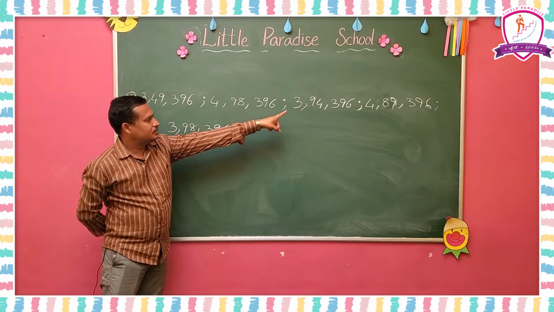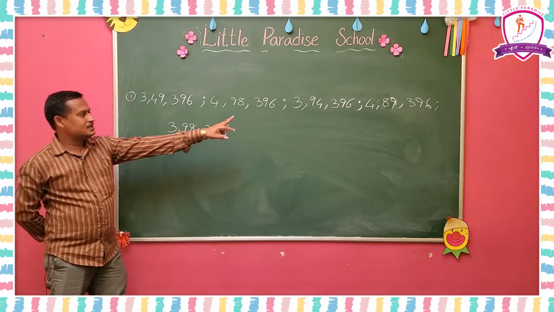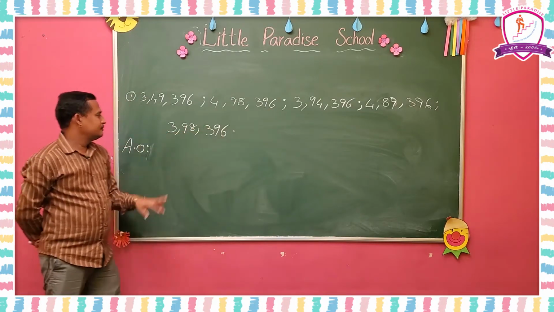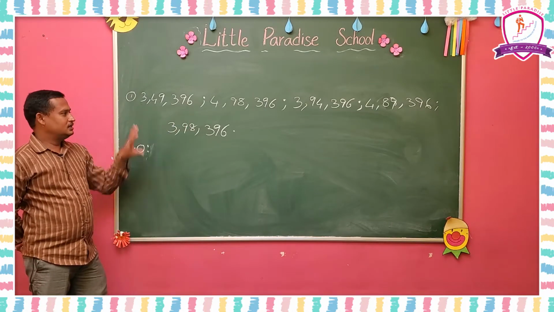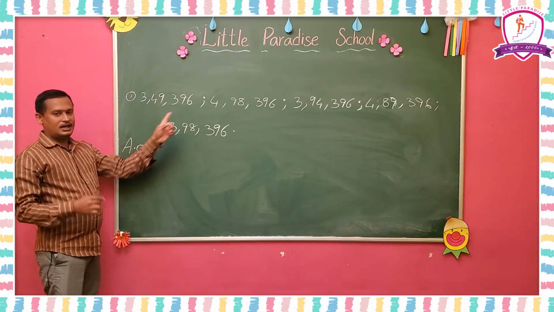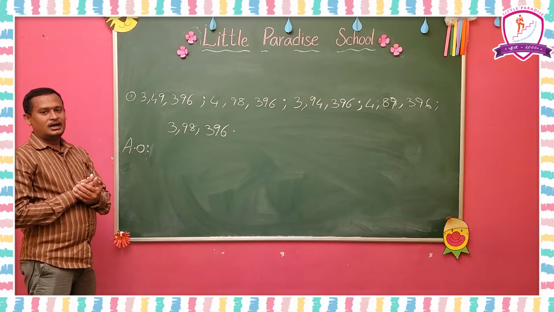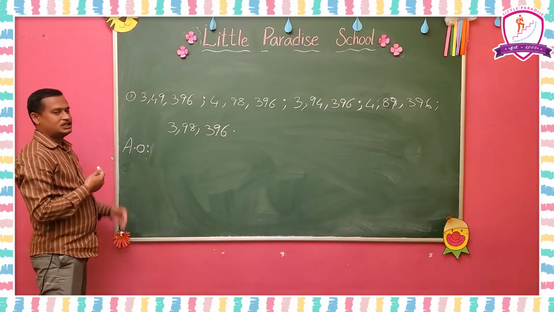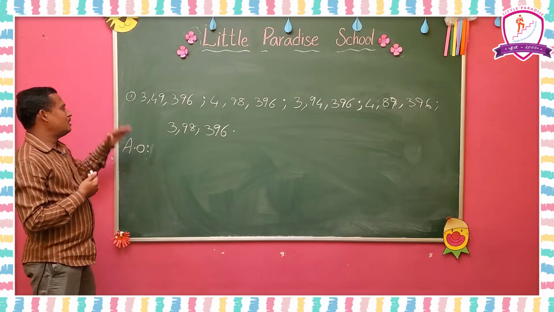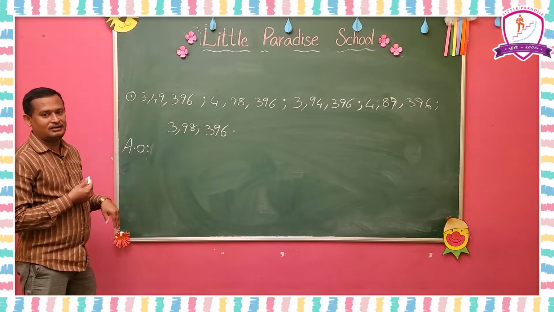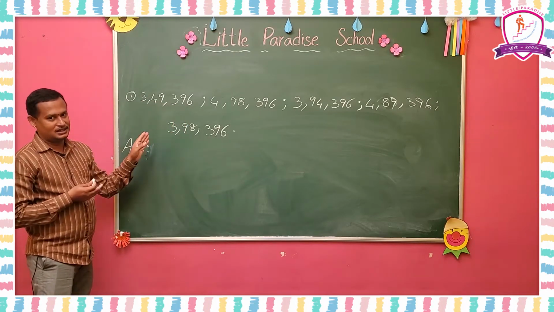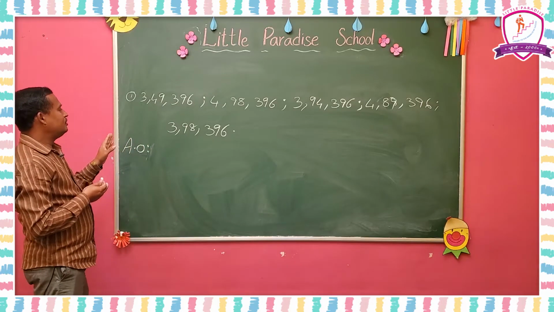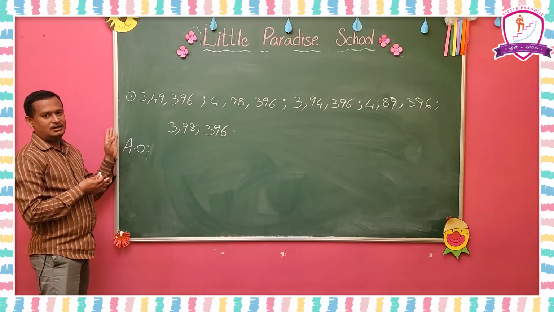4,98,396, 3,94,396, 4,89,396, 3,98,396. These numbers I took here. Now I am going to arrange these given numbers into ascending order. Ascending order means small to big. Small to big means we have to pick the smallest one among the given numbers. All the numbers have the same number of digits, so we have to compare the highest place.